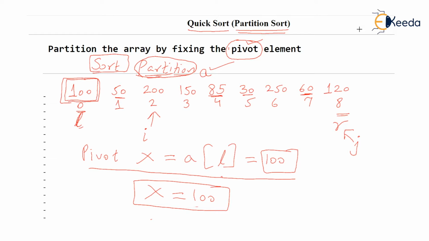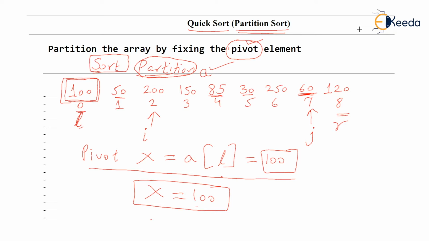Now we decrease J. We do J minus minus till we get some value which is less than or equal to 100. Even 100 is okay. Even if we get 100 while traveling left, we will stop. So it is obvious that J will definitely stop at 7th place, because from the right-hand side 60 is the first value which is below 100, isn't it? Now you watch, I and J both have stopped.